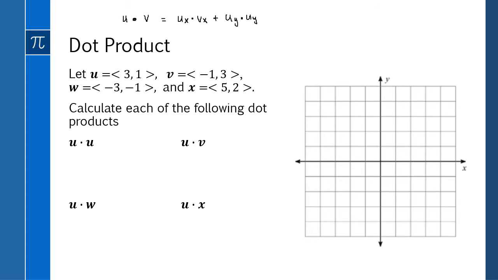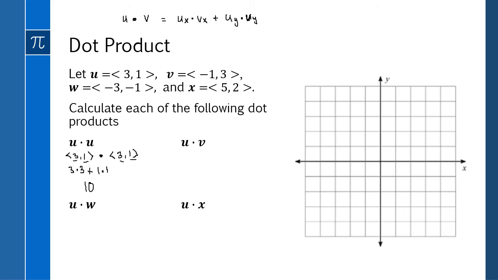So in this first case, we're actually being asked to dot product vector u by itself. So we're going to be doing 3, 1, dot product 3, 1. So we multiply the x components together, 3 times 3, and we multiply the y components together, 1 times 1, and we add those together. So 3 times 3 plus 1 times 1 is 9 plus 1, or 10.